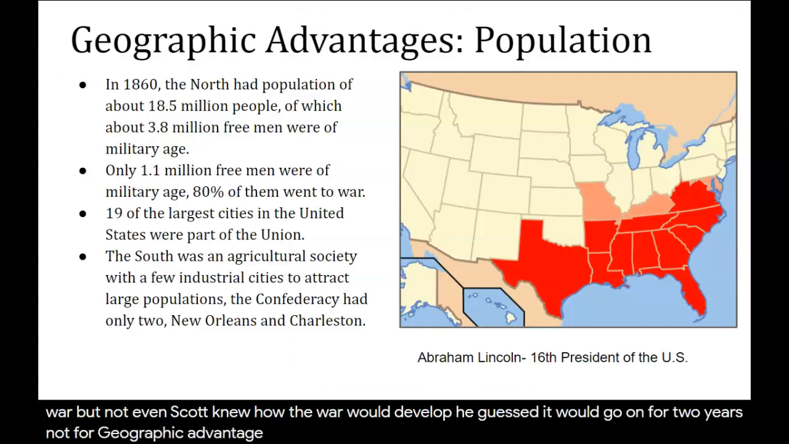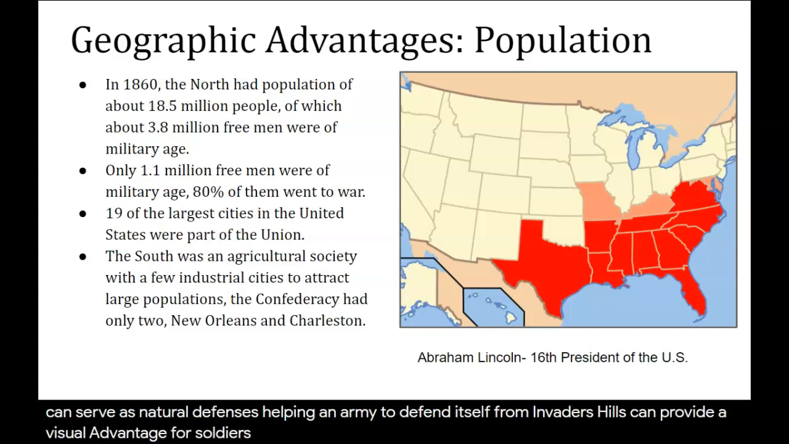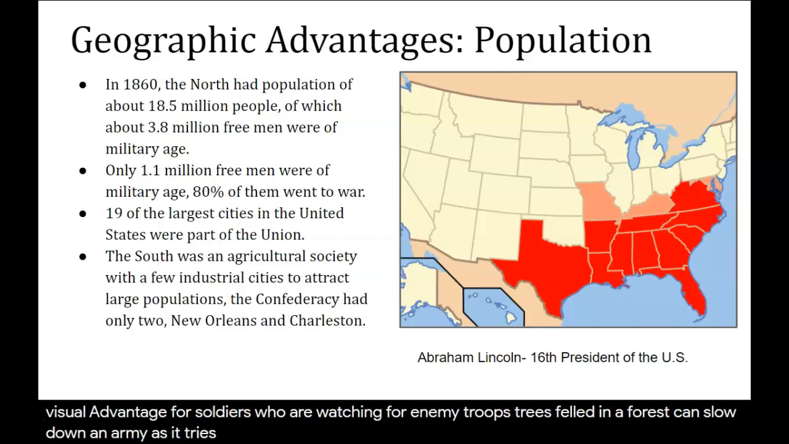Geographic advantages. Geography is critically important in any war. Mountains and rivers can serve as natural defenses, helping an army to defend itself from invaders. Hills can provide a visual advantage for soldiers who are watching for enemy troops. Trees felled in a forest can slow down an army as it tries to pass through.